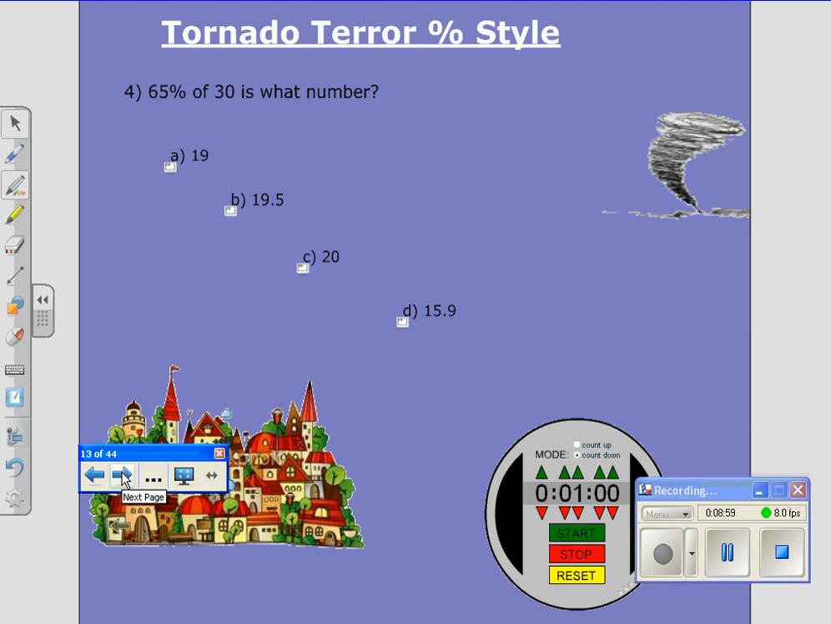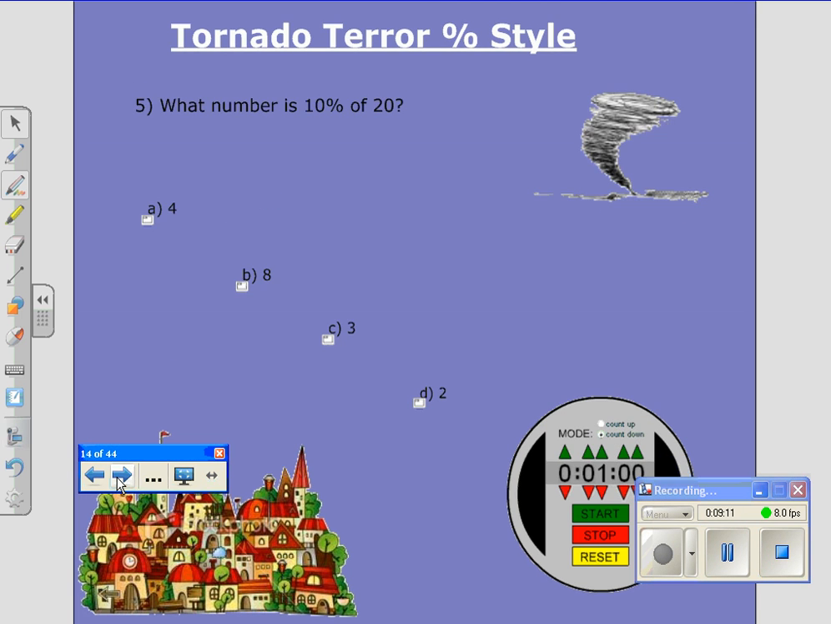65% of what number is 30? You solve this on your own. Your choices are 19, 19.5, 20, and 15.9. Solve it later. What number is 10% of 20? You're going to have to figure that out for yourself.